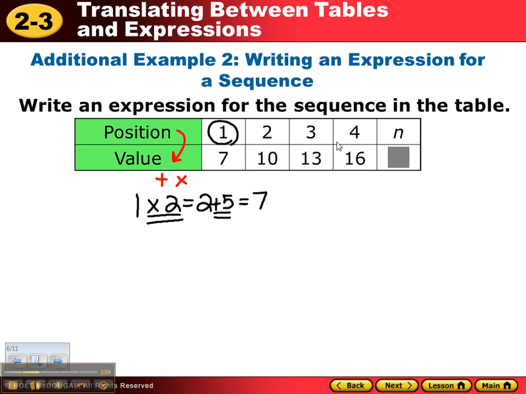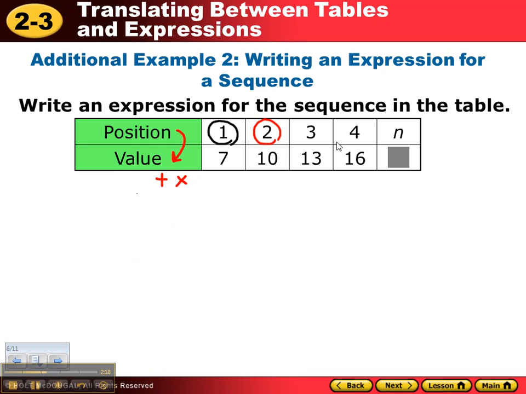So I right now have 2 for my next number. So I'm going to do 2, and again, I said times 2. 2 times 2 is 4. After I times by 2, I said I was going to add 5. So 4 plus 5 is going to equal 9. But my table says it needs to equal 10. So my rule is not going to be that. So I need to guess and check something different.